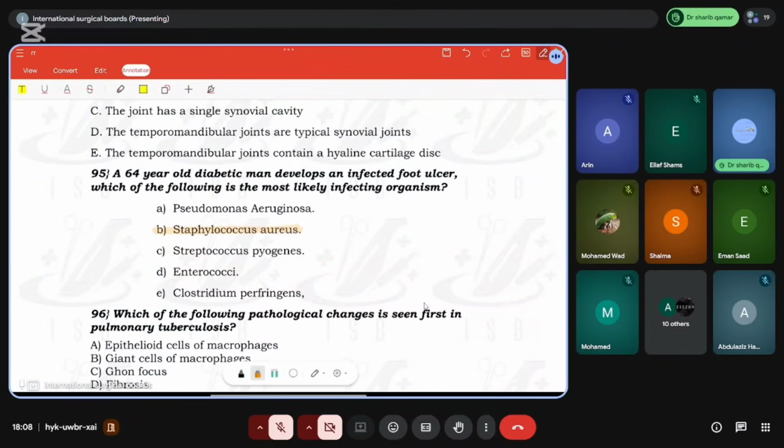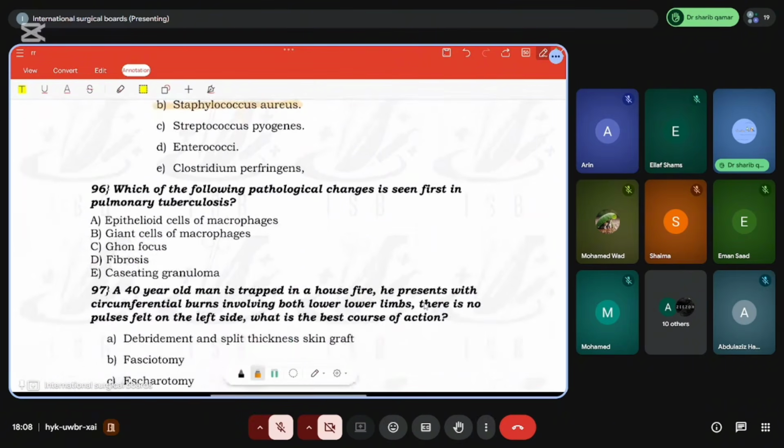Both of these were questions in the exam. Diabetic foot is very important. They can ask you what the pathophysiology is, what the treatment of choice is, or the organism. So please revise that topic from the notes. Okay, let's see the next one.